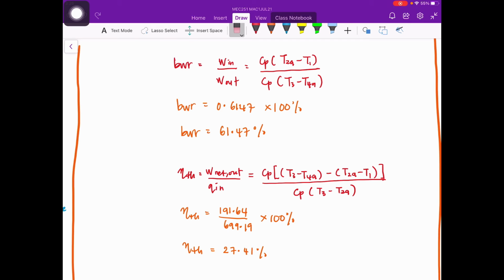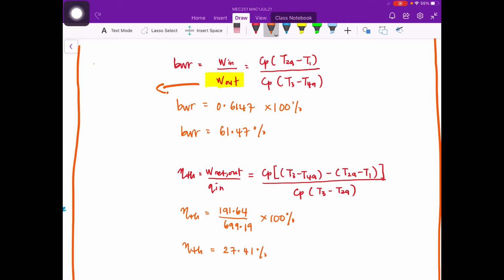Since this will be a gas problem, we are going to find the enthalpy by using the formula Cp times T. So we are going to just substitute with the formula. Therefore, for the work input we are going to get Cp times T2A minus T1. Same goes to the work output.